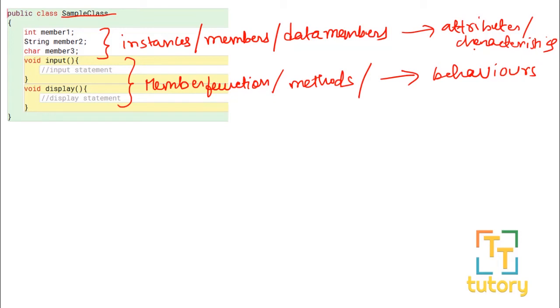I hope you have understood how we are relating the real world class to a class in Java. Now if we consider an object, suppose we want to create an object of a class, there is a given syntax. The creation of an object will be like: SampleClass ob = new SampleClass.